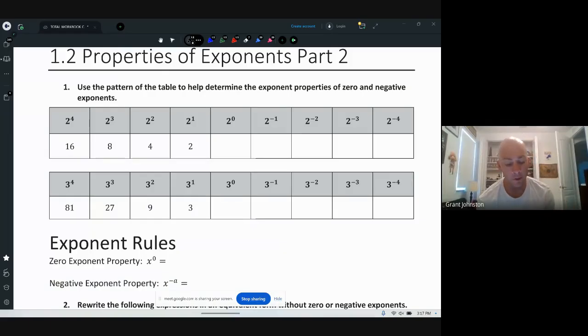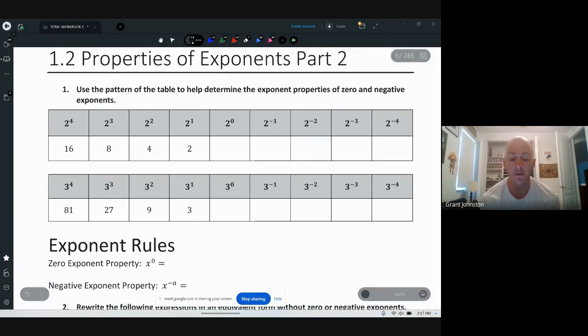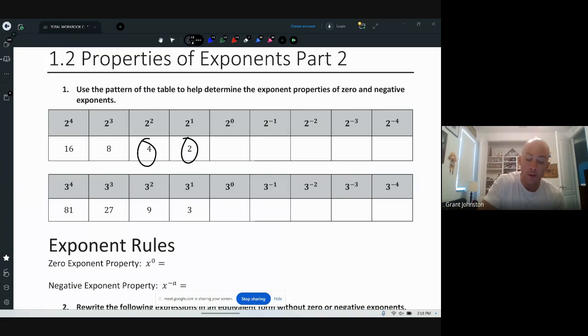Properties of exponents, part 2. Number 1 says, use the pattern of the table to help determine the exponent properties of 0 and negative exponents. So 2 to the first is 2, 2 to the second is 4, 2 to the third is 8, 2 to the fourth is 16.